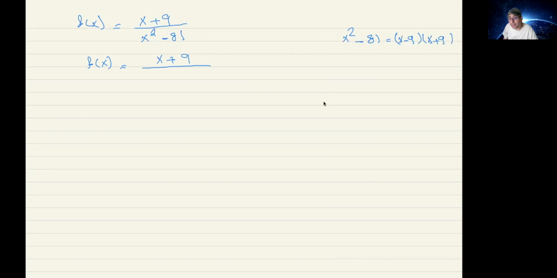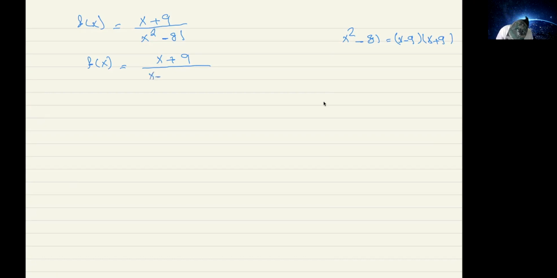Can you tell me why? The reason is that x squared minus 81 is a difference of two squares. X squared is a perfect square. 81 is a perfect square. The square root of 81 is 9. So the factors would be the two conjugates, x minus 9 and x plus 9.